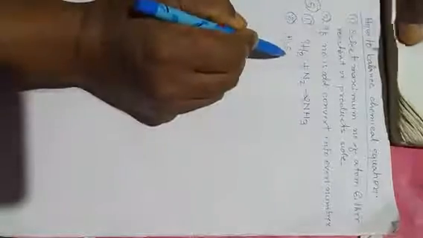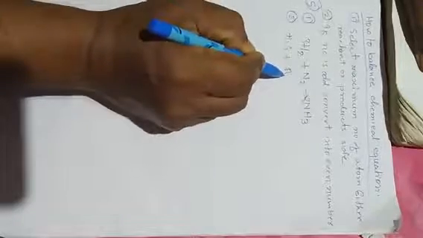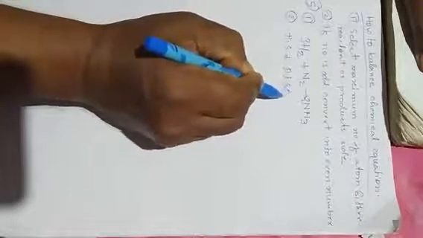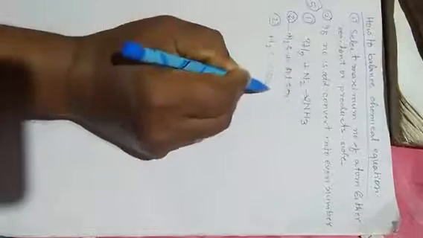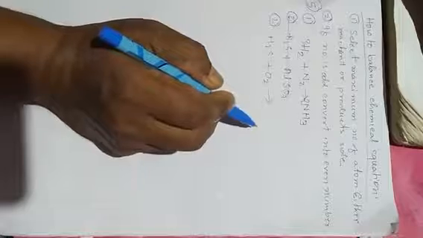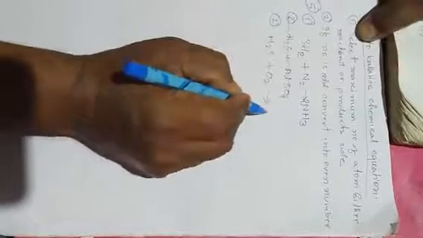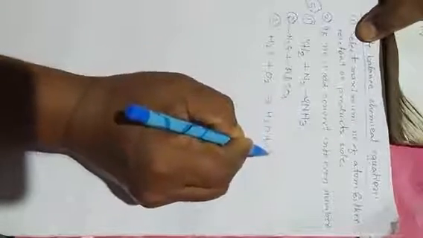Number 2, hydrogen sulfide H2S burns in air, which means it reacts with oxygen to give water and sulfur dioxide, H2O plus SO2.